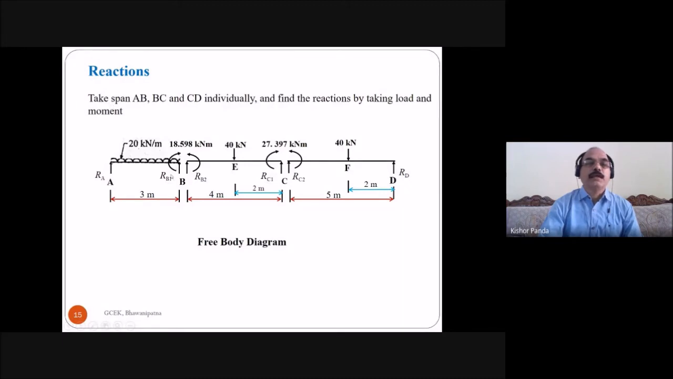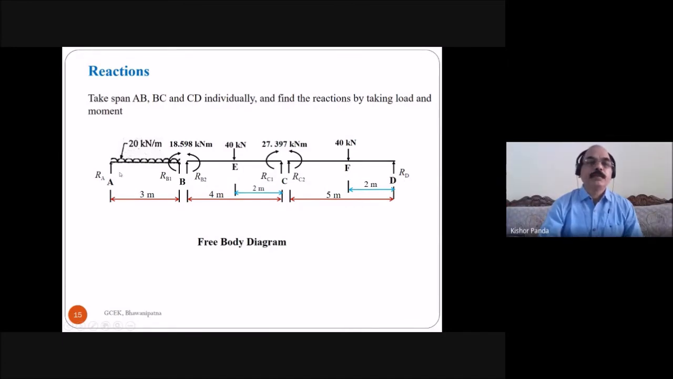For reaction, you have to take the individual span. You have to take individual spans because here there are 3 spans: span AB, span BC, and span CD. You have to find out, by taking each span individually, the reaction at both ends. For span AB, the reactions are RA and RB1. For span BC, the reactions are RB2 at B and RC1 at C. For span CD, the reaction at C is RC2 and the reaction at D is RD.